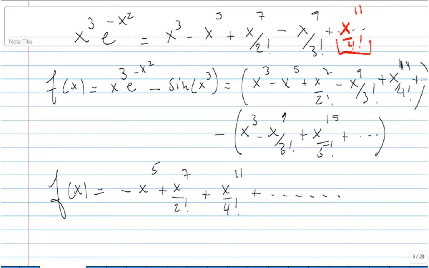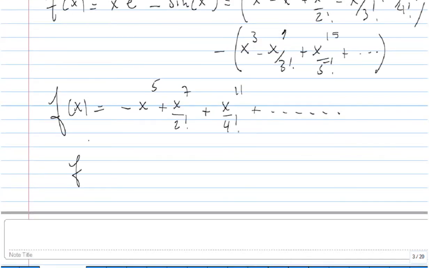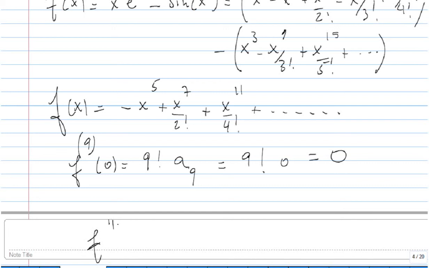So we know that the 9th derivative at 0 is equal to 9 factorial times a_9, but a_9 is 0 because there is no x to the power 9, so this is 0. And for the 11th derivative at 0, we find 11 factorial times a_11, and a_11 is the number in front of x to the power 11. So it's 11 factorial over 4 factorial.